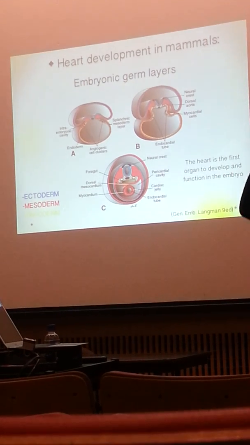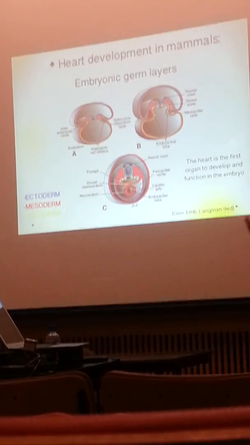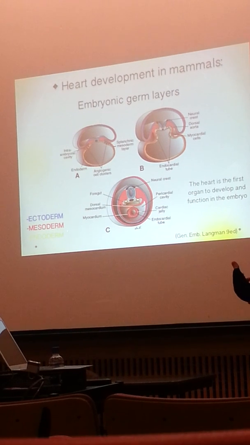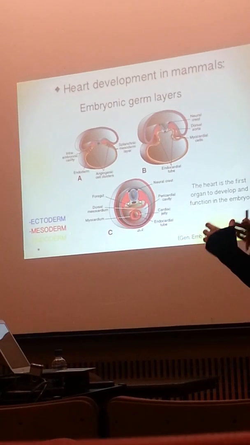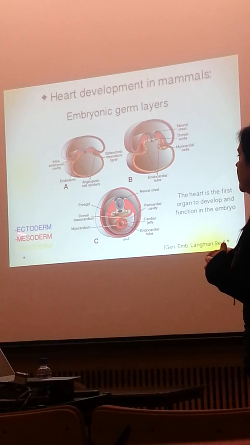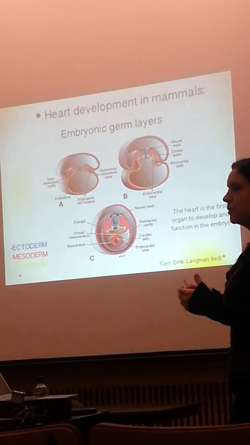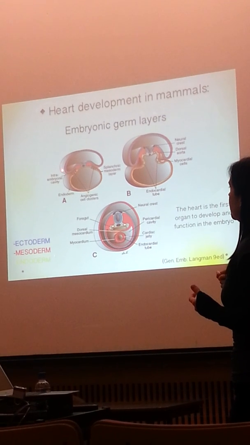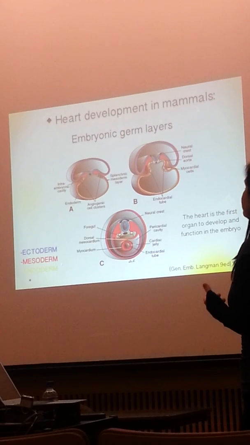So, moving towards heart development in mammals, maybe you have seen some embryonic development in biology classes. This represents part of the gastrulation, a group of movements that gives rise in the embryo to the 3 embryonic germ layers: the ectoderm, the mesoderm, and the endoderm. All the derivatives in the embryo come from these 3 layers. The blue is the ectoderm, the red is the mesoderm, and the yellow is the endoderm.